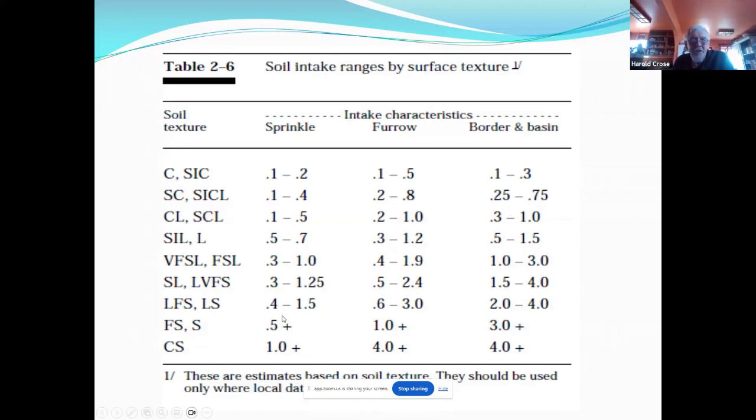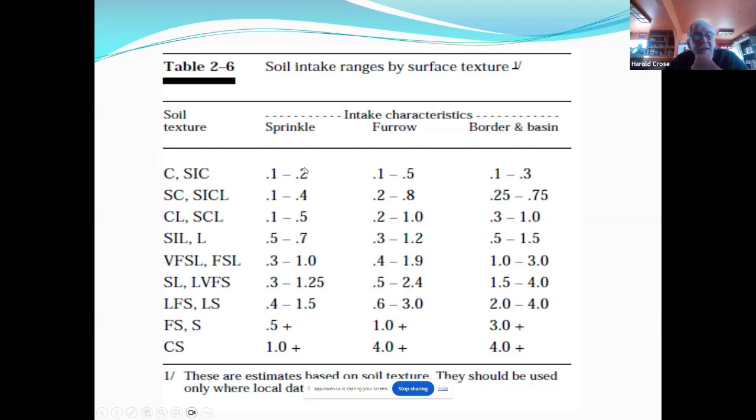So here are some of the intake rates by surface texture. If you're in that clay area, you can see under sprinkler irrigation, the infiltration rate is 1/10 of an inch to a quarter, 0.4 inches. And that's pretty low when you look up at our loamy fine sands and sands, where you can get up to 1.5 inches infiltration rate. And of course, for furrow and border irrigation, it changes some.